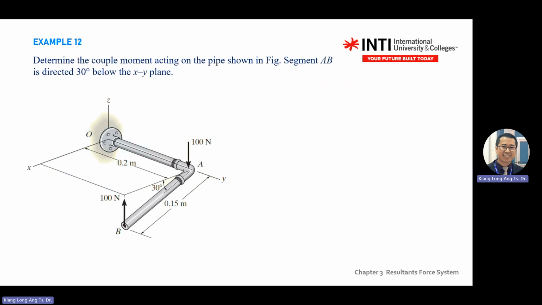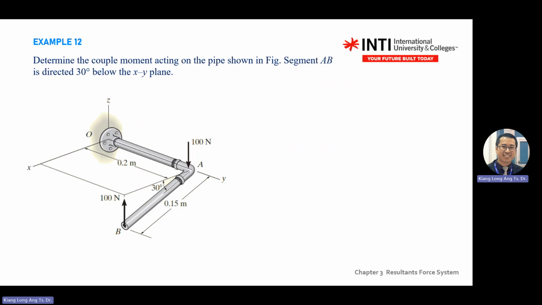Example 12 with the angle. Determine the couple moment acting on a pipe segment AB directed 30 degrees below the XY plane. This one, AB goes below, but there's a force here, force here. Couple moment acting on a pipe. So this one looks complex, but actually it is quite simple.